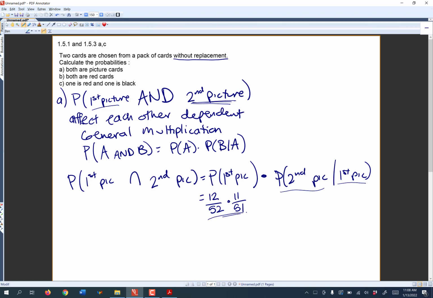Okay. And for 1.5.3a, we've decided that they were dependent because they're affecting each other. Again, on 1.5.3, I told you don't try and do the proof. Just think about it logically. Yes, they're going to affect each other. They are dependent.